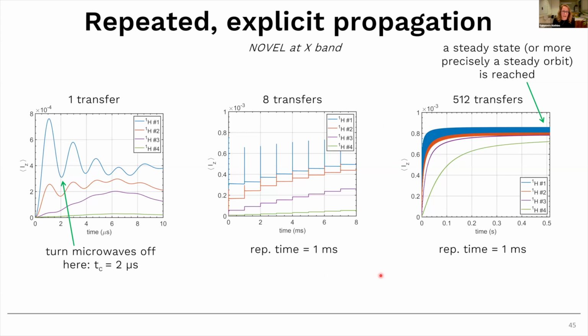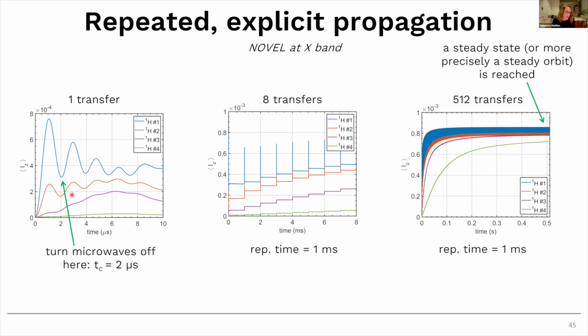What this would look like, and here I'm just giving you an example of this repeated explicit propagation for the novel pulse sequence at X-band. This is a simulation of just one transfer, during the contact time of the novel pulse sequence. Here is a simulation where I included 4 protons and 1 electron spin in my spin system. You see these oscillations that remain after the powder averaging, but you see that the transfer of magnetization happens first faster for the close by proton, and then at a slower pace for the other protons, which were somewhat further away. So this is what happens during one transfer.